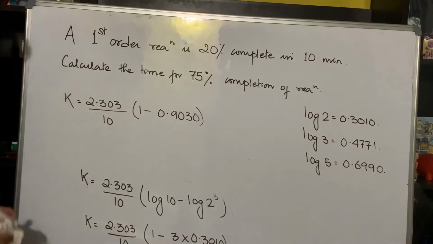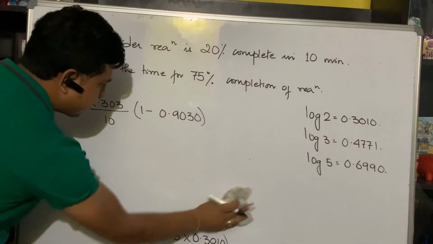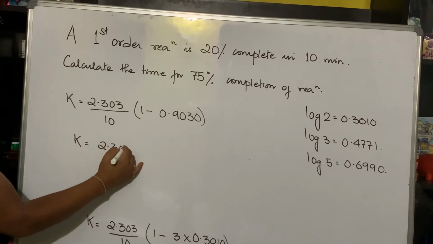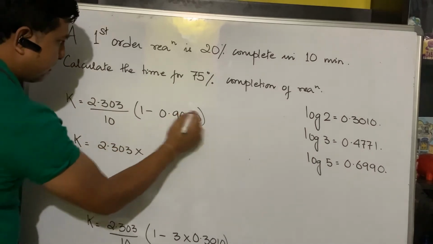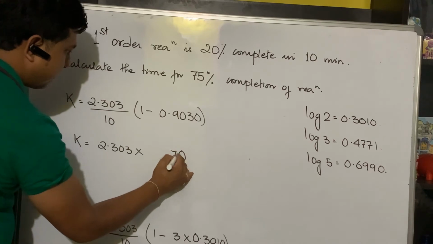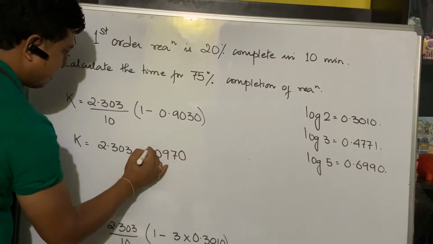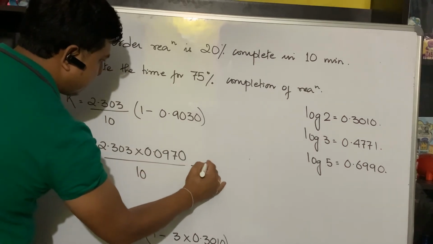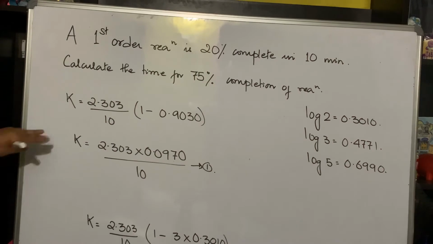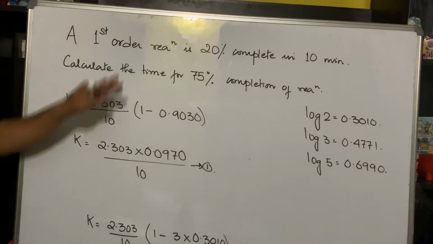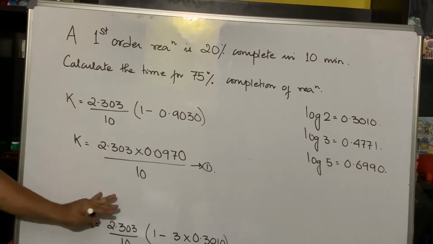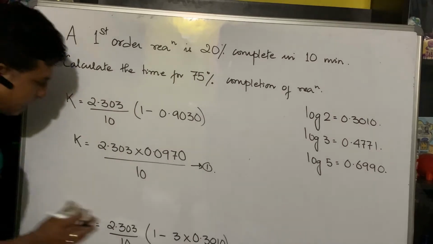Fine, 3 multiplied by this. Again, let me solve this. So K will be equal to 2.303 multiplied by 1 minus this will be 0.790 divided by 10. So I'll keep this as it is. From the first part, I found out the value of K. Simple maths, simple log formulas I have applied.